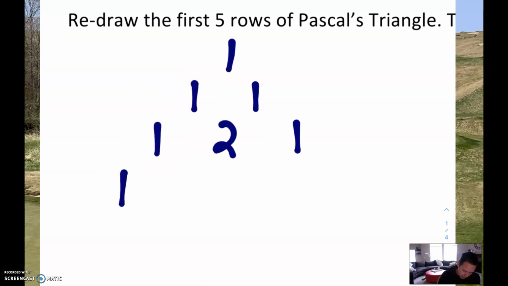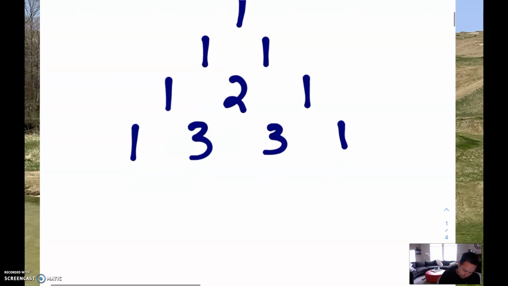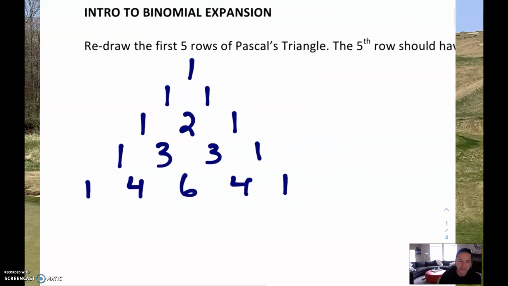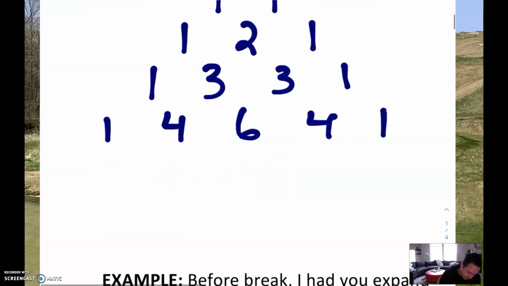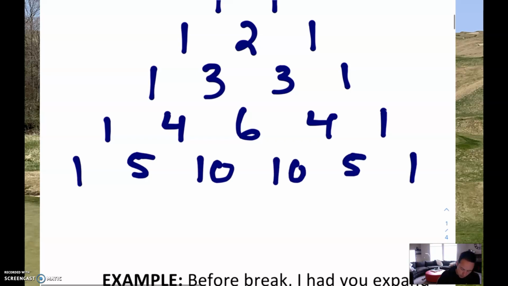We have 1, 3, 3, 1. 1, 4, 6, 4, 1. Now you might think this is the 5th row. It's not. That was actually row 4. So we got to go one more. 1, 5, 10, 10, 5, 1.